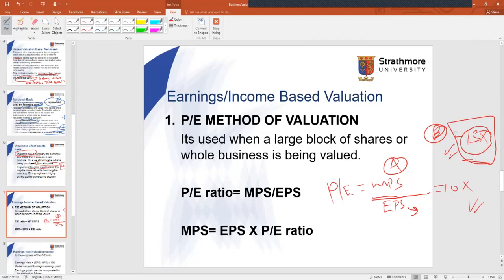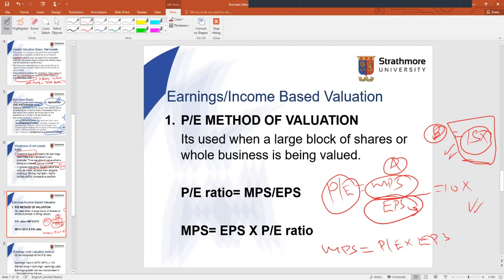That is the PE ratio method. It implies that if you know the PE ratio and you know the earnings of the business, then you can get the MPS. The market price per share will be equal to the PE ratio times earnings per share, and that gives us the market value of the shares or of the business of the company. Simple as that.